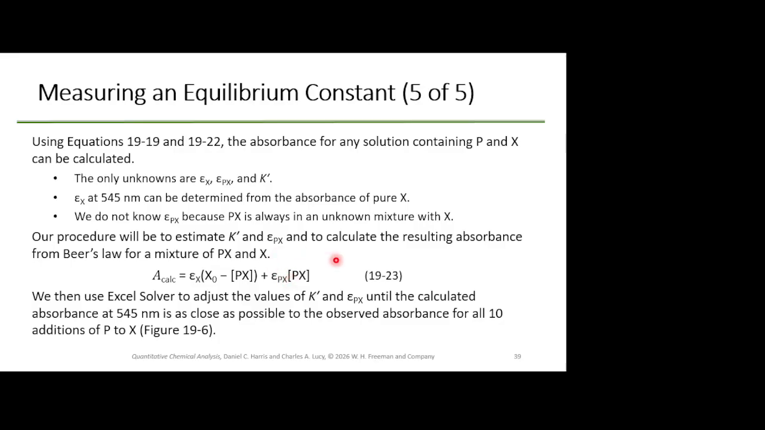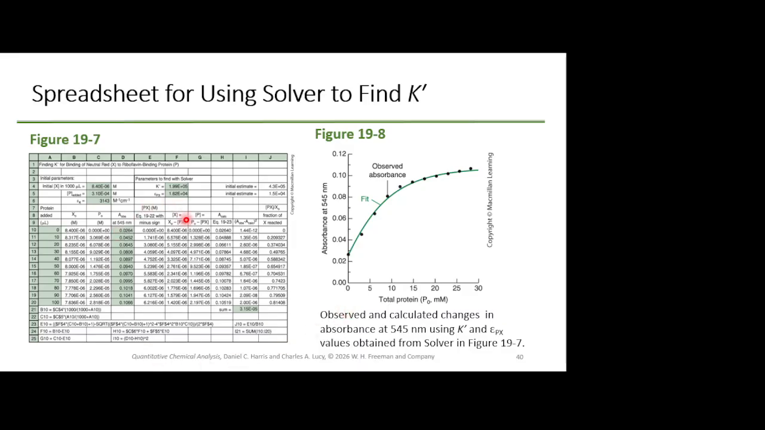So what we're going to do when we go ahead and calculate this is we're going to estimate our conditional equilibrium constant and our epsilon PX. We're going to calculate the resulting absorbance from Beer's law for the mixture, which is this equation here that we had discussed before. And then we can use Excel Solver to adjust the values of that K prime and epsilon PX until the calculated absorbance at 540 nanometers is as close as possible to the observed absorbance for all 10 additions of our P and X. So this is what that's going to look like.